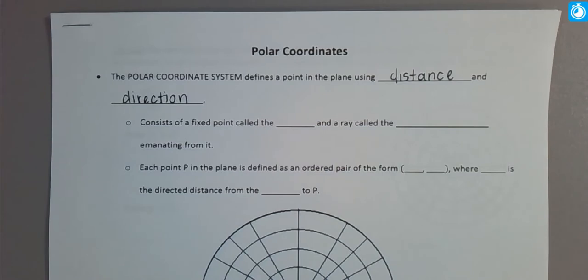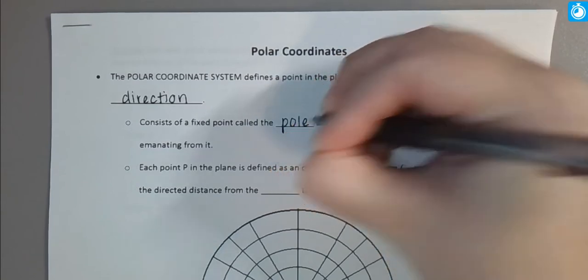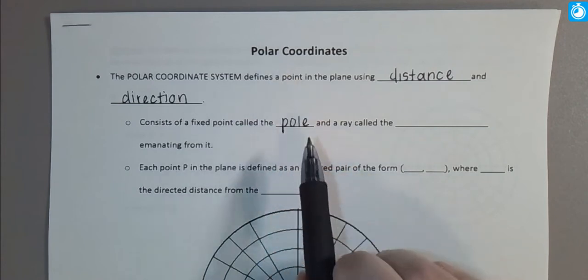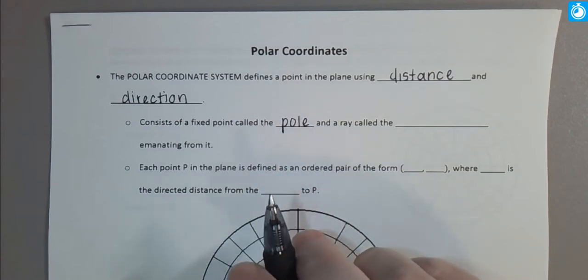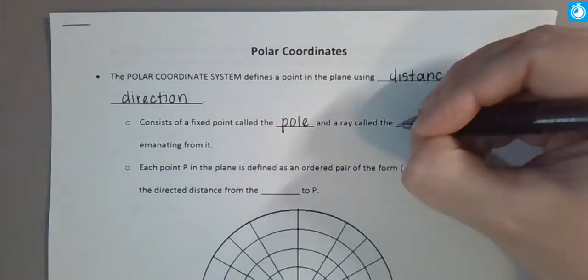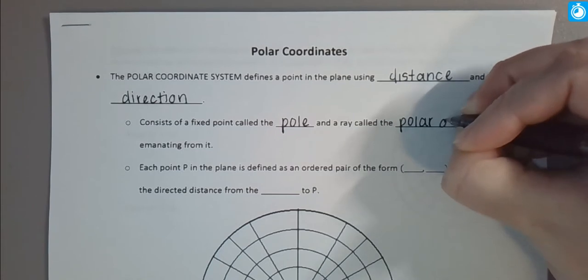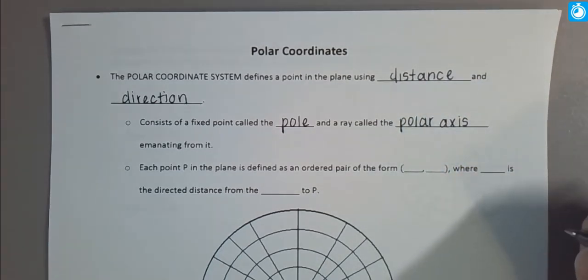When we look at the polar coordinate system, the grid that we lay over top of the plane consists of a fixed point in the center, which we call the pole. In the Cartesian coordinate system, we call this the origin. In the polar coordinate system, we call this the pole. From the pole, we have a ray emanating out, which we call the polar axis. The polar axis is going to lay on top of what we normally think of as the positive x-axis.